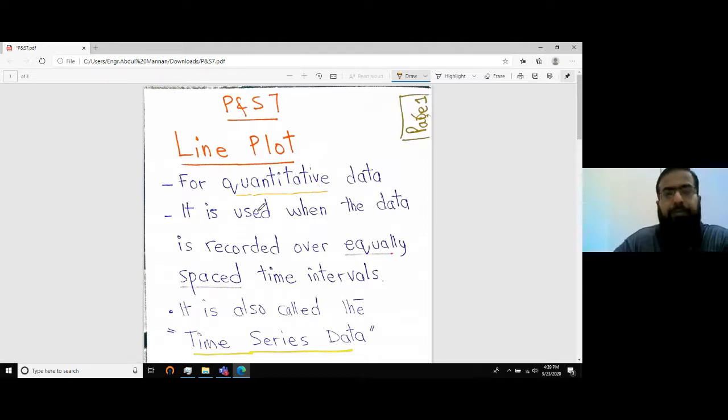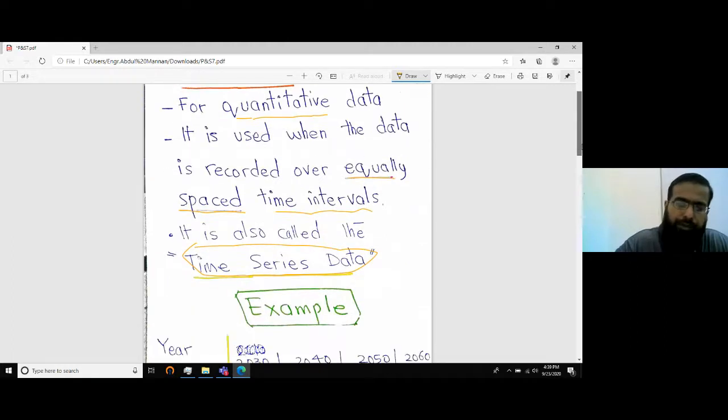It's very important. And it is used when the data is recorded over equally spaced intervals, most of the time time intervals. That is, if we record data versus time, the data recorded versus time in equally spaced intervals is also called time series data. So the line plot or line chart is drawn for time series data.